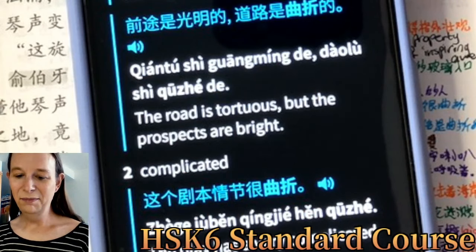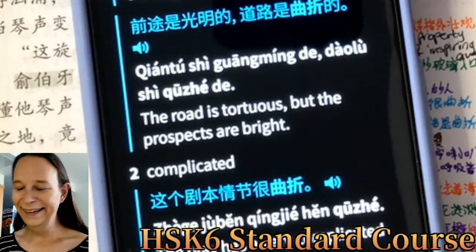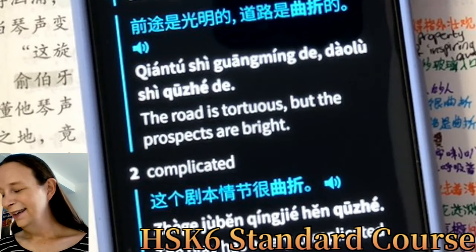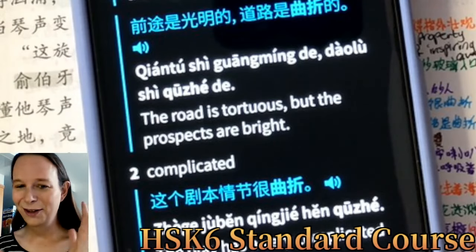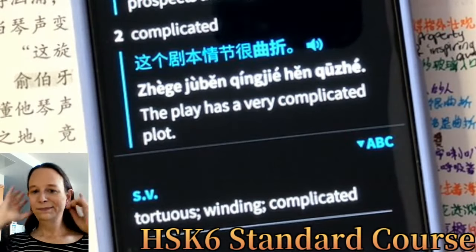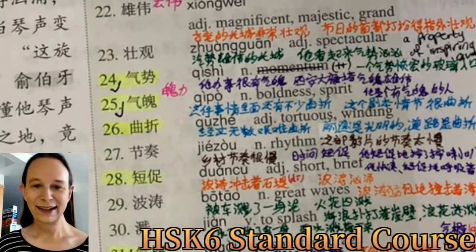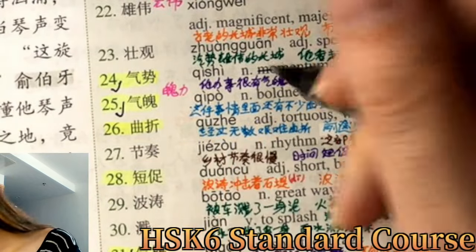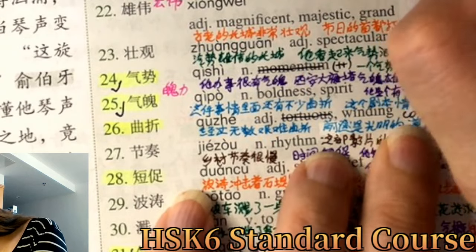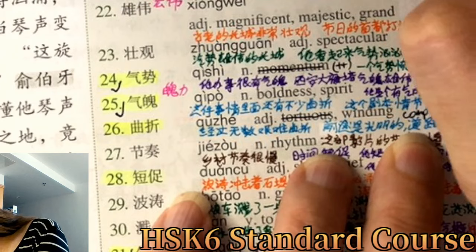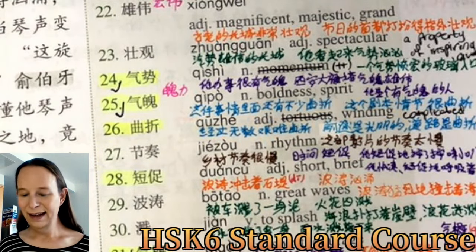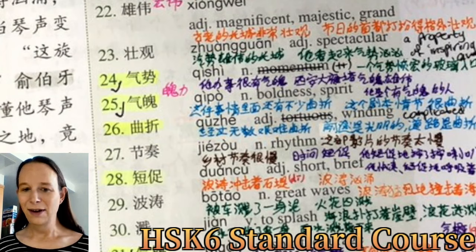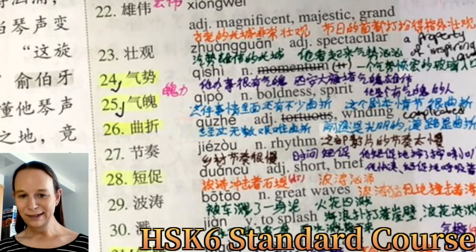So tortuous often pertains to torture, like physical torture. If you're like me and you get car sick, the road can be torturous, but it just means it's hard to trudge on, hard to drive along. I don't think tortuous is the greatest. I'm going to get rid of it and replace it with complicated. Winding, complicated. Complicated, not 复杂, it's complicated. 那个问题很复杂, the problem is very complicated. However, 曲折, 曲折的生活, life is complicated, or a complicated life.